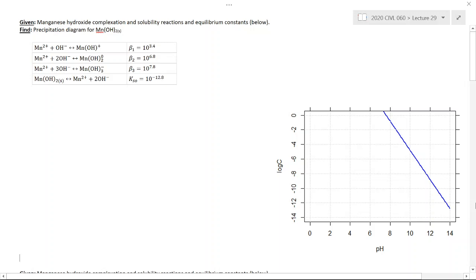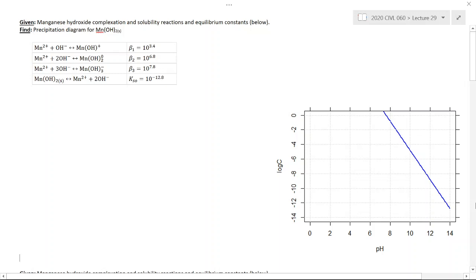Okay, so what we're going to do here is to create a log C pH diagram that we've done previously for weak acids, but here we're going to include a constituent that has a solid phase or that forms a precipitant. And then we'll be able to see how the precipitation and dissolution varies over different pH ranges.